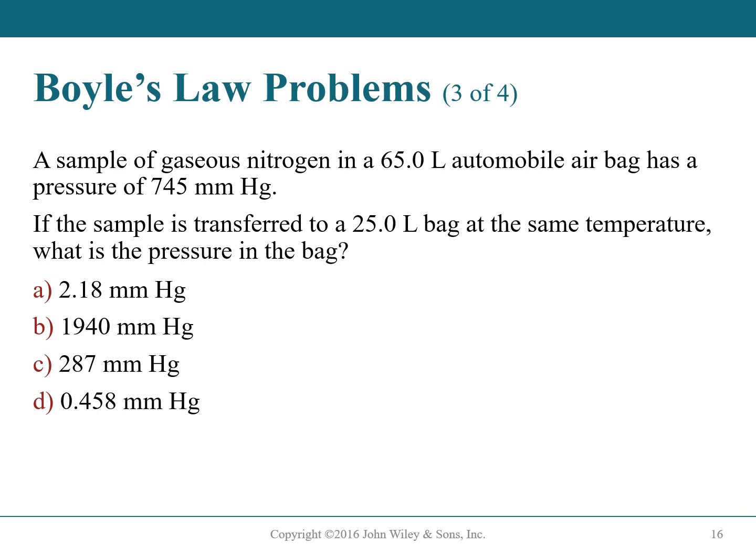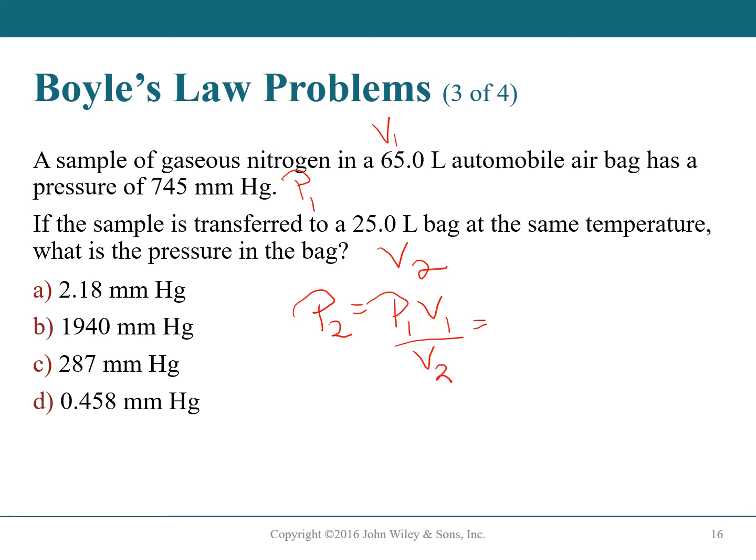We have nitrogen at 65 liters. It has a pressure of 745 millimeters of mercury. So this is P1, this is V1. If we transfer it to a 25-liter bag at the same temperature, so we're holding that constant, then this is V2. We want the pressure. Here, they're both in liters, and my pressure is in millimeters of mercury. So P2 is equal to, I'm going to divide both sides by V2. Now we can just plug in our numbers.